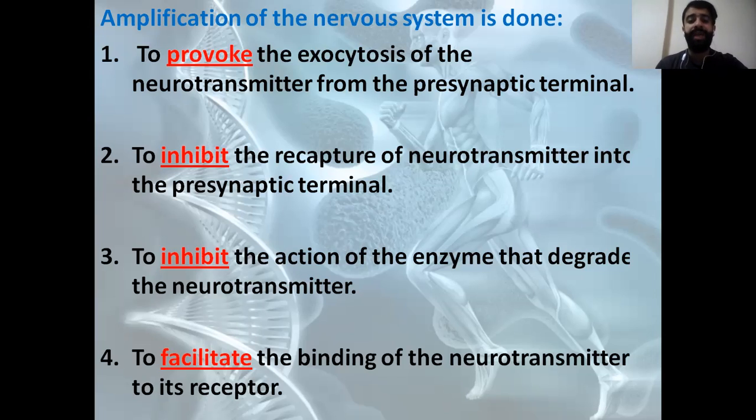These enzymes are inhibited, so no more function of these enzymes. So we have to inhibit their function so that the neurotransmitter will be able to work and work more and more to lead to the amplification. And also step number 4, or phenomenon number 4, is to facilitate or provoke or allow the binding of the neurotransmitter to the receptors of the postsynaptic terminal.